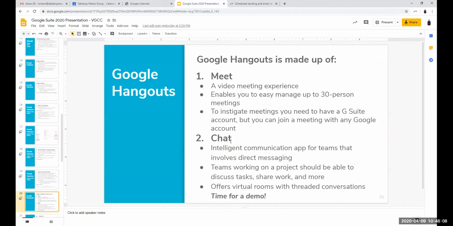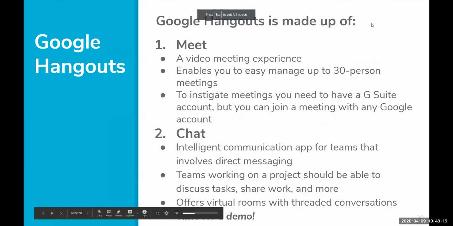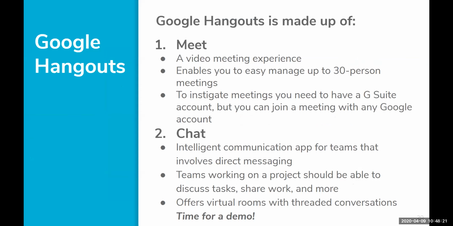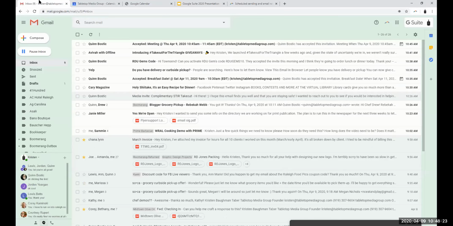And then now I'm going to show you about the chat function. So the chat function is more of an intelligent communication app that lets you just direct message people. And then you can also do group chats. So I really love this button and this tool on Google, especially because it integrates with your email really well.